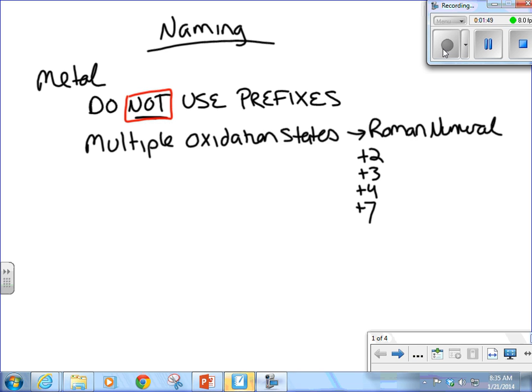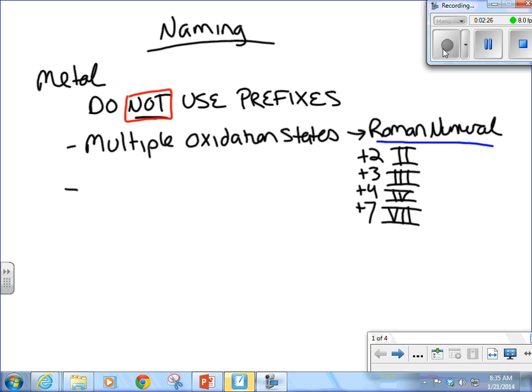Your Roman numeral is not going to tell me that it's using the 3rd oxidation state. If manganese was using +2, your Roman numeral would be 2. If manganese was using +3, your Roman numeral would be 3. If it was using +4, it would be manganese 4. And if it was using +7, you would use Roman numeral 7. This does not mean there are 7 manganeses. It just means that manganese is +7. This is the only time a Roman numeral comes into play, if you have multiple oxidation states. Use it to tell me which one it's using.